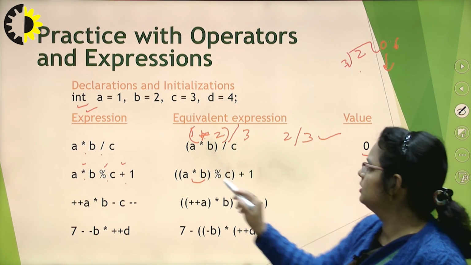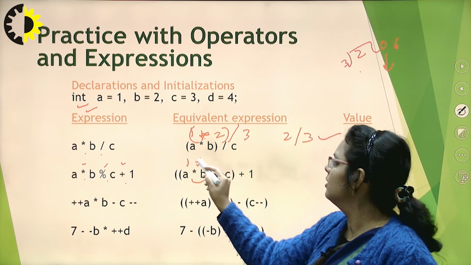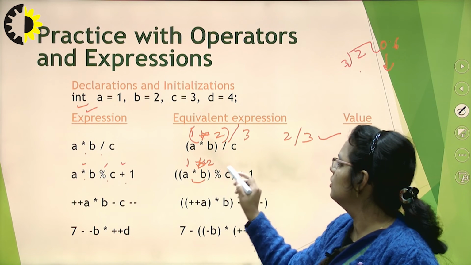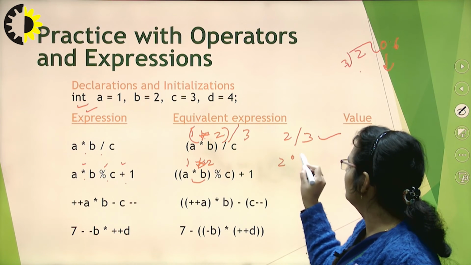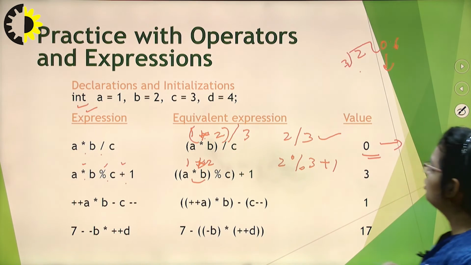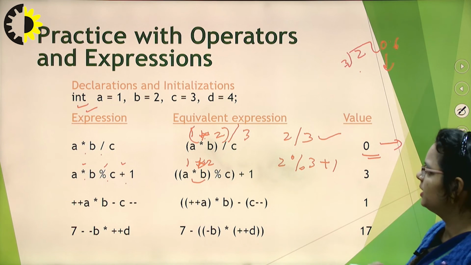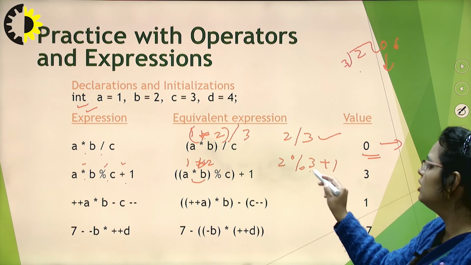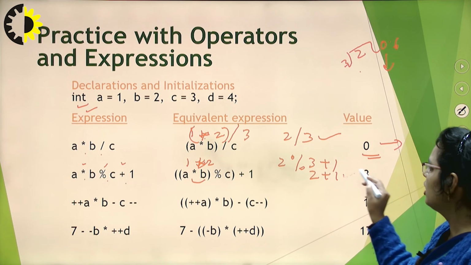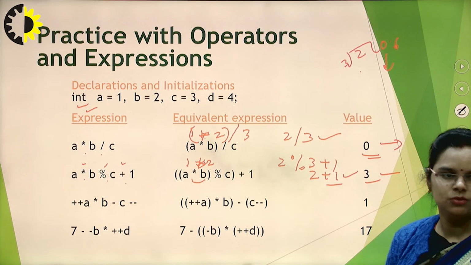We'll write it over here only: 1 into 2 means 2 modulus 3 plus 1. This will be the expression. And this modulus operator actually returns the remainder. So 2 modulus 3 would be 2 only, plus 1. So the output would be 2 plus 1 is 3. So the output is 3. This is how this expression would be evaluated.